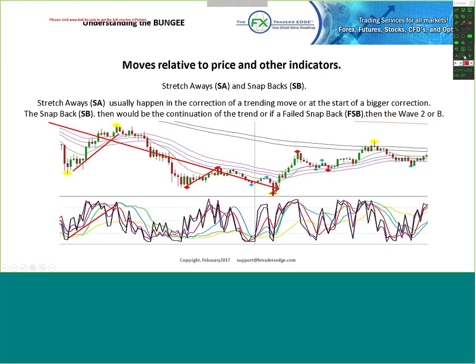And the other time you get stretchaways is actually at a reversal. And here's the reversal from the bottom. There's the stretchaway, and it's the A leg. It's the first move up of the correction that gives you the stretchaway. The snapback is the correction of the correction. It's the wave B or the wave 2.